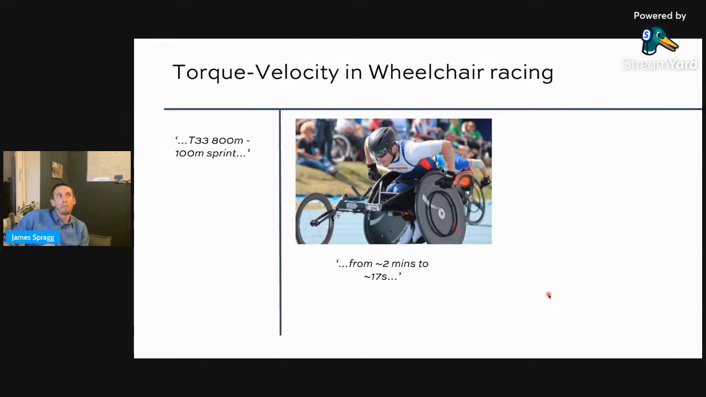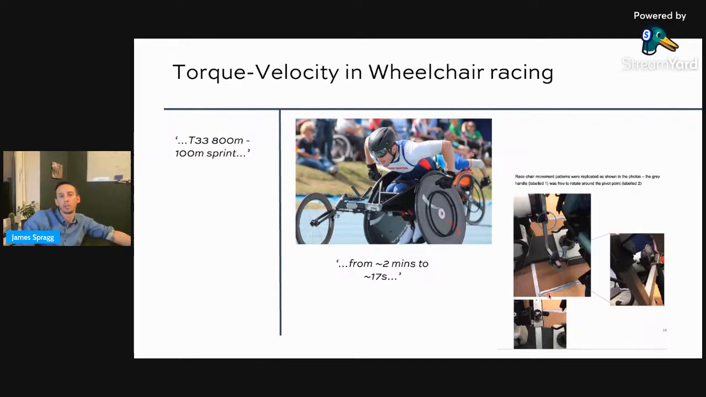And how we managed to test that was we used something called a dynamometer, a CSMI Cybex is what they typically refer to. And we managed to set it up in a way that it essentially replicated how the athlete hits the push ring. The way these athletes propel themselves is there's a 700cc wheel, same as you'd have on a road bike, and then there's a push ring attached to that.